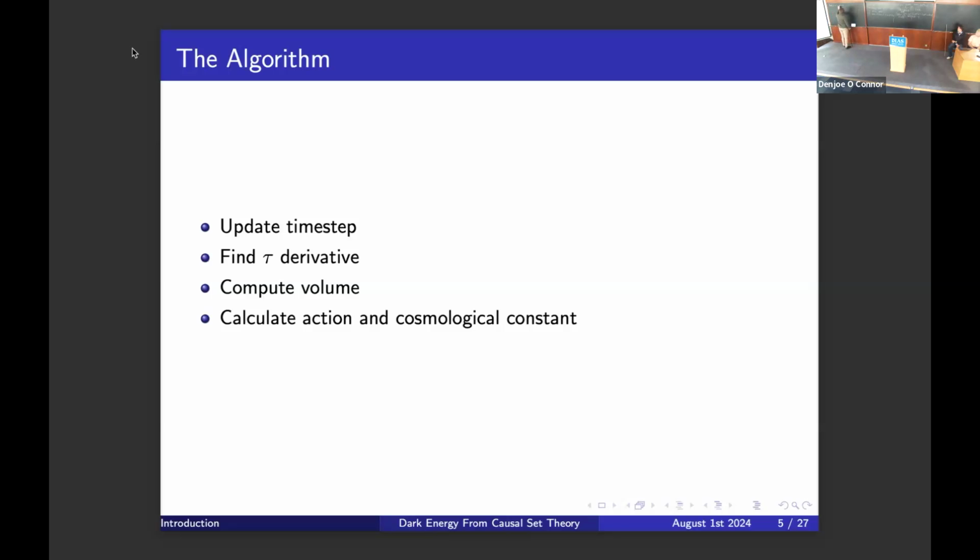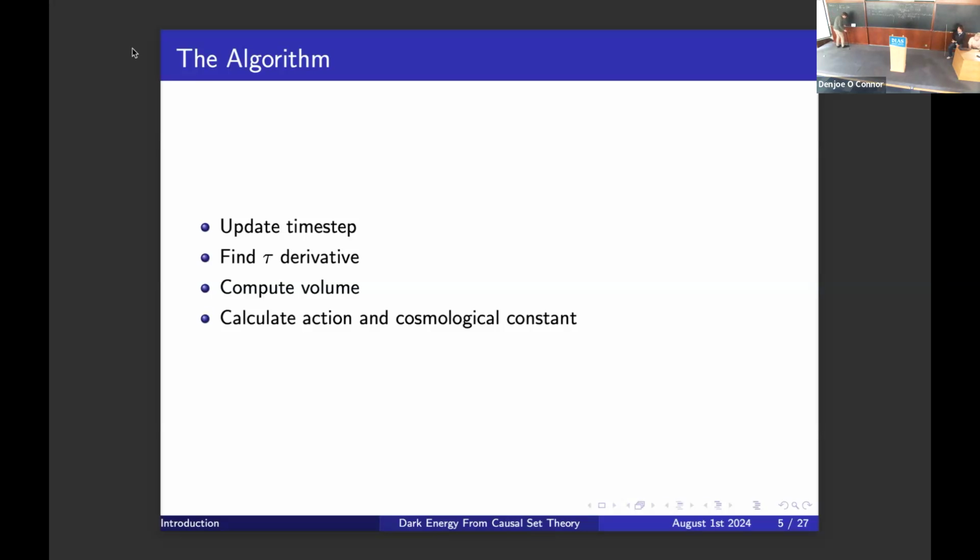Step 2 is we then want to find d tau over da, which is given by 1 over a times a dot, and that's equal to 1 over a to the 4 times H squared, and then that Friedmann equation gets plugged in here.